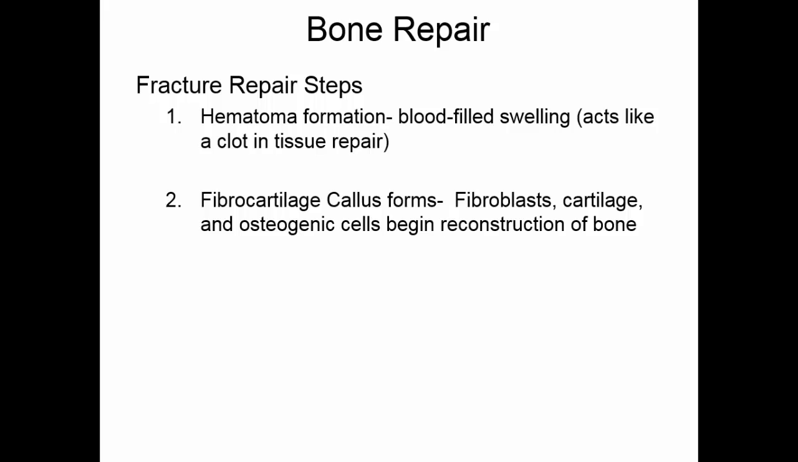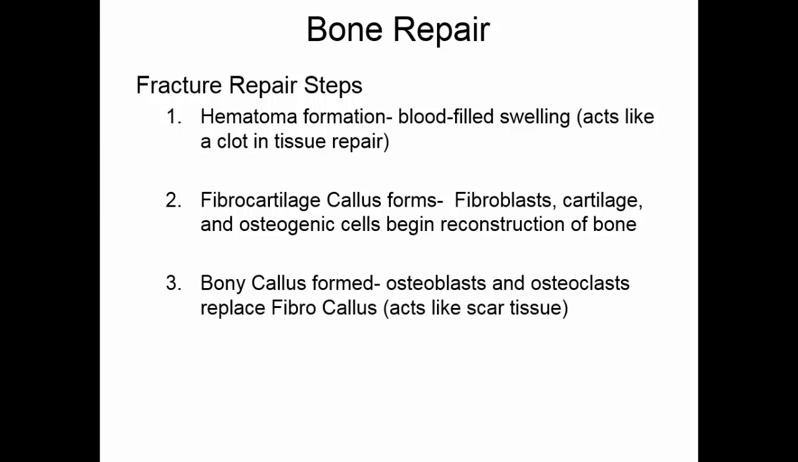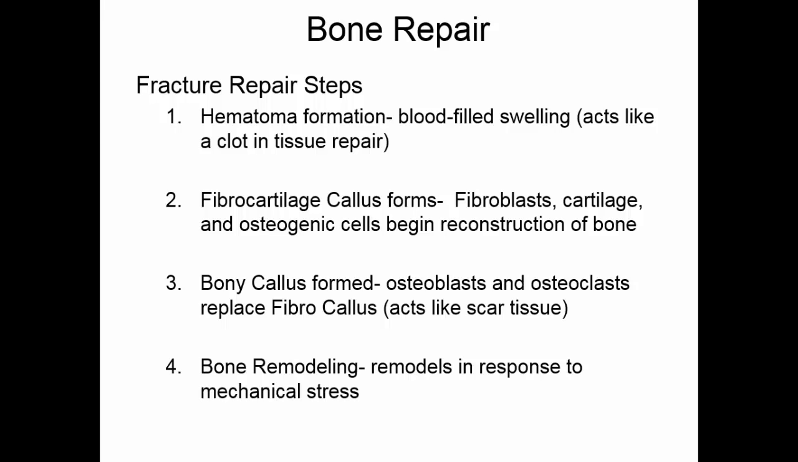Fibroblasts, cartilage, and osteogenic cells begin to reconstruct bone. A bony callus replaces the fibrocartilage as osteoblasts and osteoclasts continue to remodel the bone. This is sort of the initial scar tissue. And then there is final bone remodeling that takes the bone and turns it back into either compact bone or spongy bone, whatever it's supposed to be. It will do this in response to the mechanical stresses placed on the bone. The bone patch will be just as strong as the old bone and will look just like the old bone.